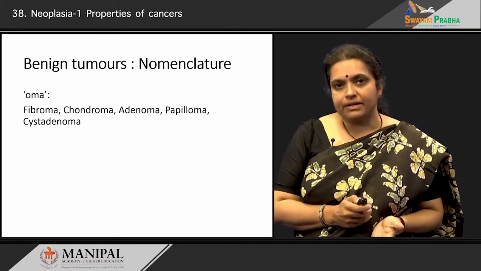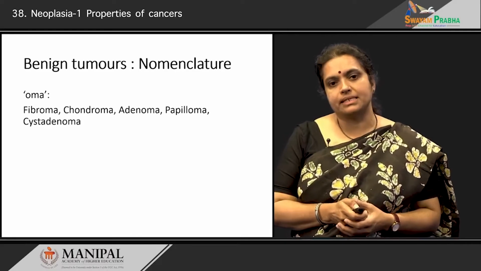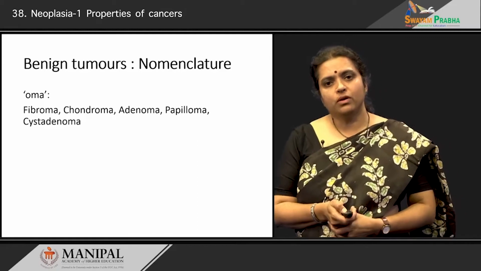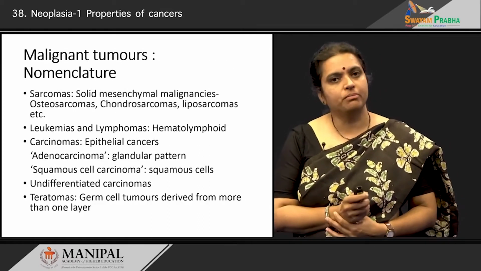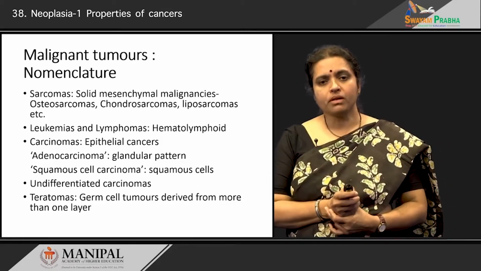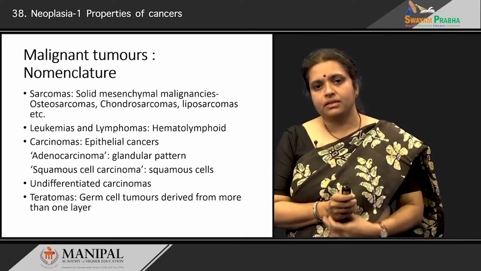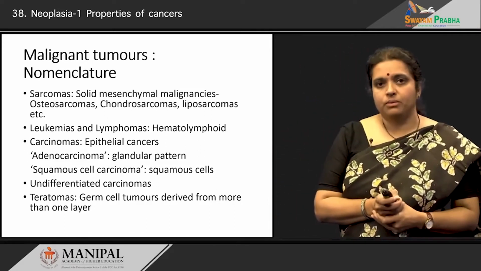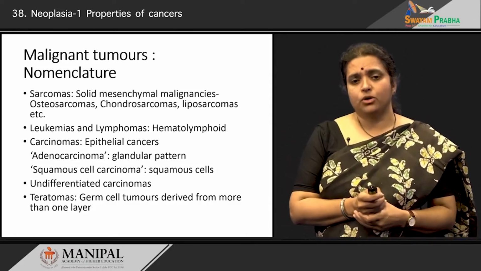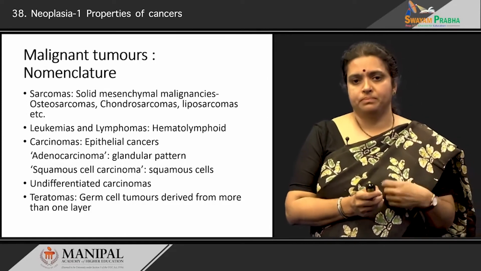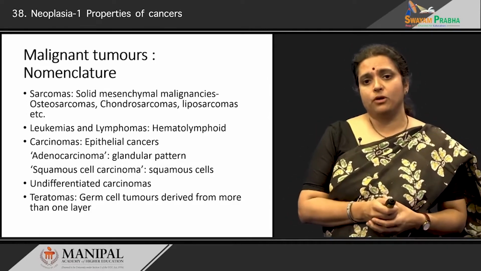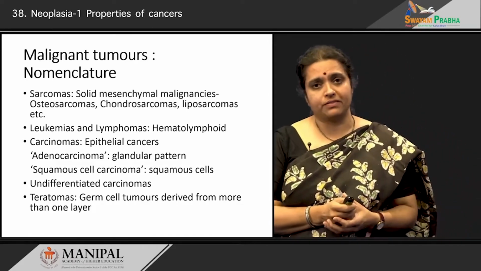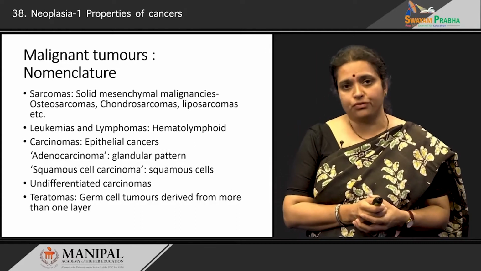And if there is a cyst-like formation, you have what are known as cystadenomas, which are quite common in the ovary. Now, we move on to the nomenclature that we use for malignant tumors. You have sarcomas, which are solid mesenchymal tumors, osteosarcoma when the sarcoma forms bone, chondrosarcomas when it forms cartilage, liposarcoma when it differentiates towards fat tissue, and so on and so forth.